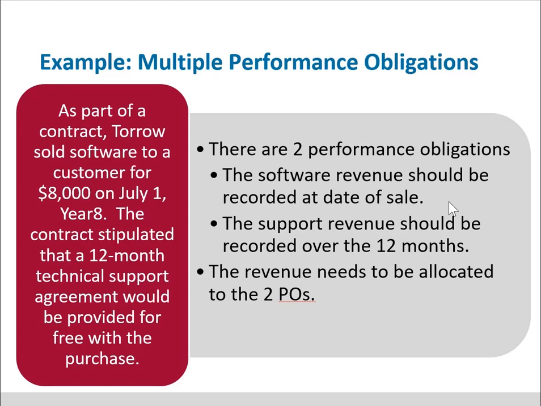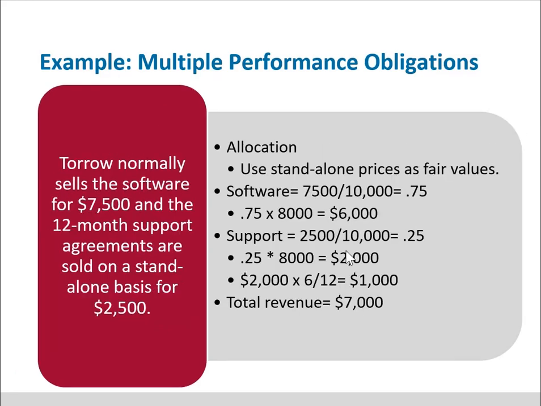The next question that we have to answer here is, how much revenue should be recorded for the software, and how much revenue should be recorded for the 12-month technical support agreement. Well, the revenue is allocated to the performance obligations pro rata to the value of those performance obligations. In this case, we're fortunate because Toro sells the software and the support agreement separately, so we have a readily available fair value for those items.